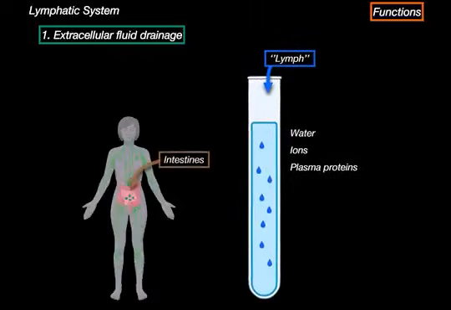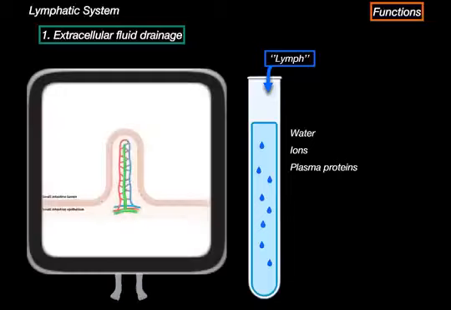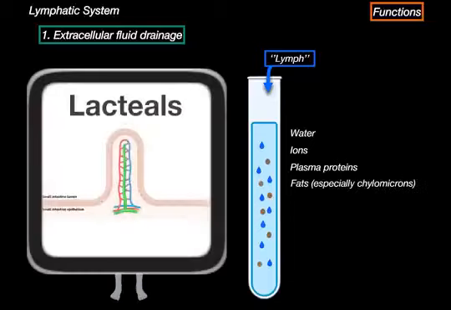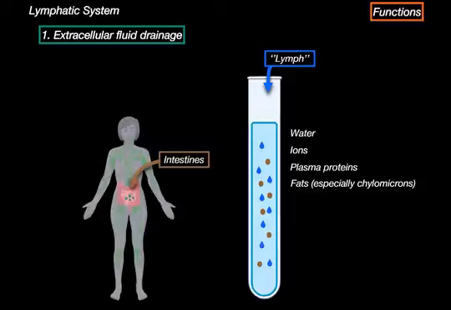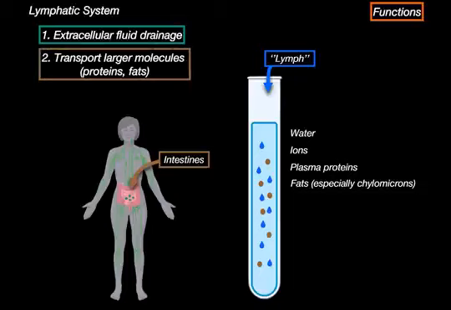There is, however, one important exception in the small intestines. Here, specialized lymphatic capillaries called lacteals absorb dietary fats. These fats are packed into chylomicrons and enter the lymph, giving it a milky appearance known as chyle. This means that in addition to draining extracellular fluid, the lymphatic system also transports larger molecules that cannot easily enter the blood capillaries, such as plasma proteins and lipids. This is the second major function of the lymphatic system.